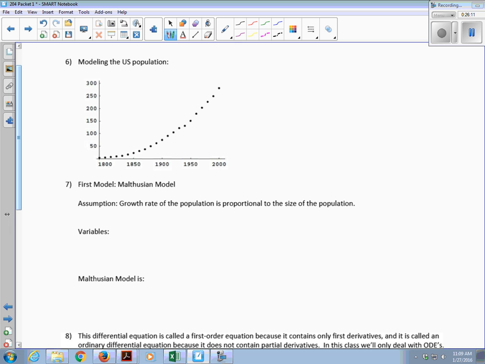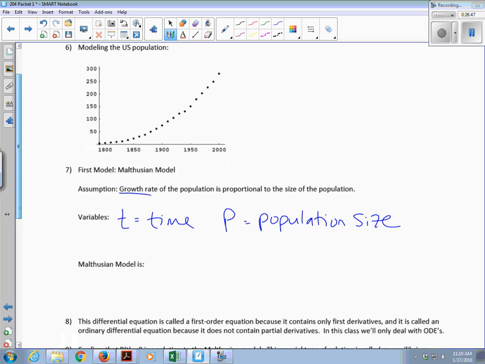All right, so given this assumption, what variables are we talking about here? Time, okay, so we'll have t be time. We'll have P be population size. Good. Those are our important variables. And then for the Malthusian model, if I was going to translate our assumption into an equation, how would I translate P and t into a growth rate? P prime or dP dt, yep.